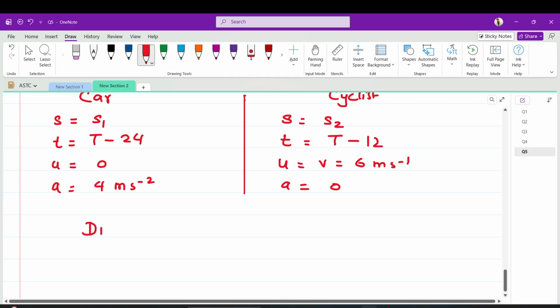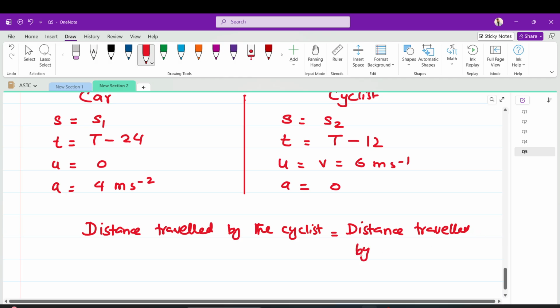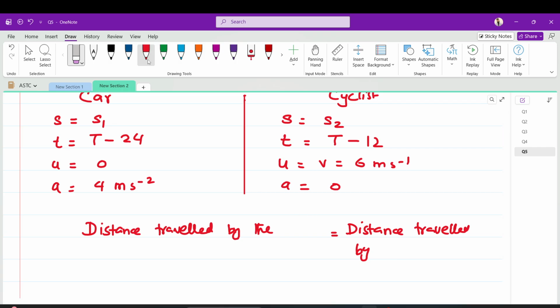Now we know that distance traveled by the cyclist is equal to the distance traveled. In fact, I should write it like this: the distance traveled by the car is equal to the distance traveled by the cyclist.